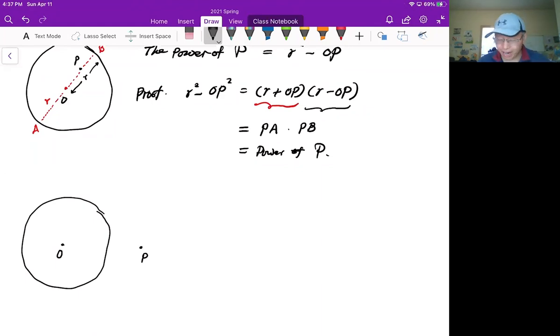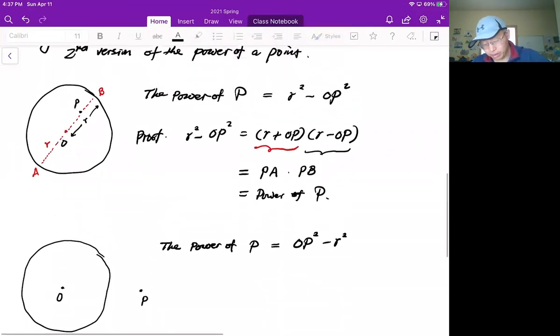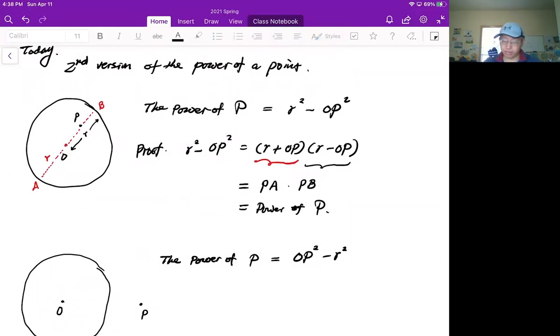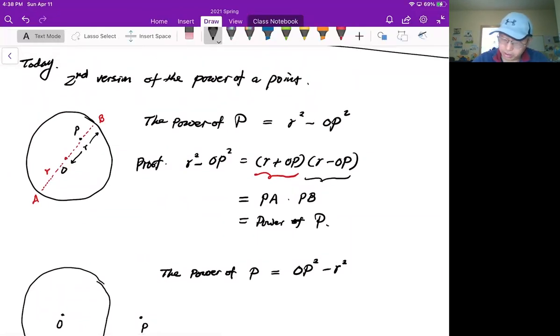So in this case, if P is outside, then for the power of P, I still want to write R squared minus OP squared, but in this case, OP is bigger, right? So let's switch that: OP squared minus R squared. Can you see the difference between the two? The previous one is R squared minus OP squared because there, R is bigger than OP just because P is inside, right? But for the other one here, R is smaller than OP because P is outside, right? And that makes sense.